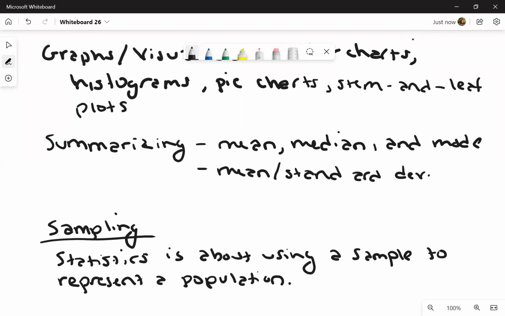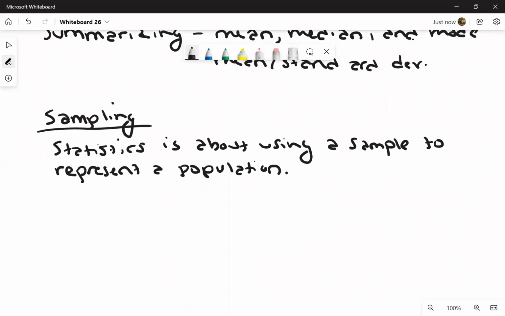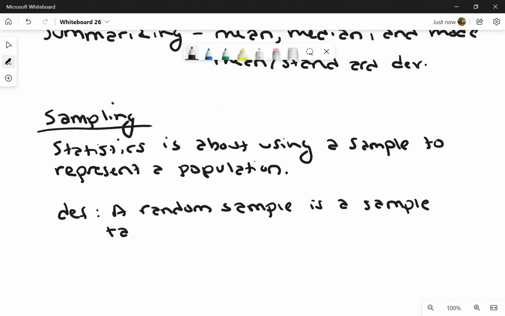All right. So if you're using a sample to represent a population, a few things need to happen. First of all, we need to make sure it represents the population. And the best way of doing that is to do what's called a random sample. So a random sample is a sample taken that uses chance. And what that means is that every person in the population has a chance of being chosen to be part of the sample.